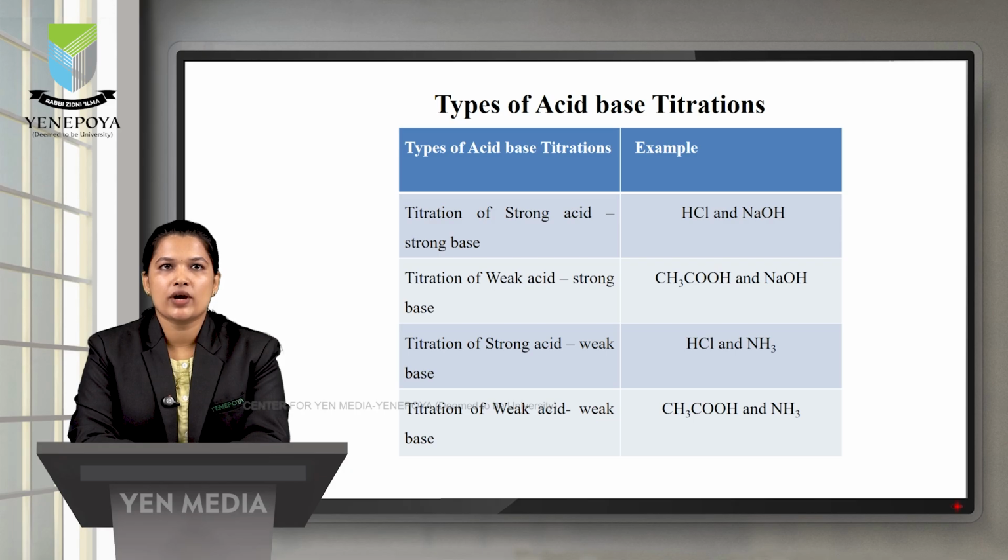The titration of strong acid and strong base, that is HCl and NaOH. The titration of weak acid and strong base, that is CH3COOH and NaOH. The titration of strong acid and weak base, the example is HCl and NH3. And the titration of weak acid and weak base, that is CH3COOH and NH3.